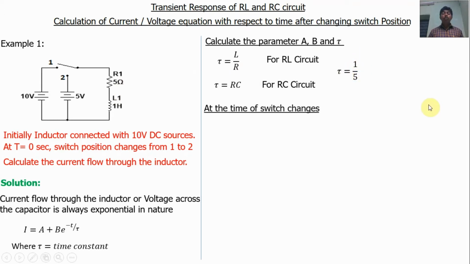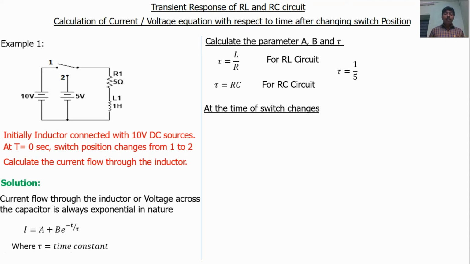Okay. Next we go to find the parameters A and B at the time of the switch change. Initially the inductor is connected with the 10 volt source. At t equal to 0 seconds, the switch position changes from 1 to 2. At the time of the switch change, what will be the current flow through the inductor? We know the inductor behavior. Already we discussed it in the previous video on inductor behavior. Just refer to this video.